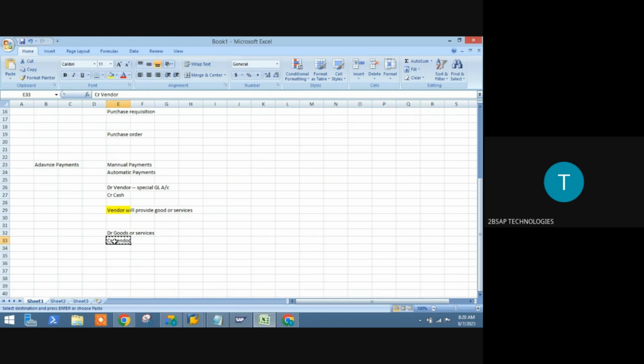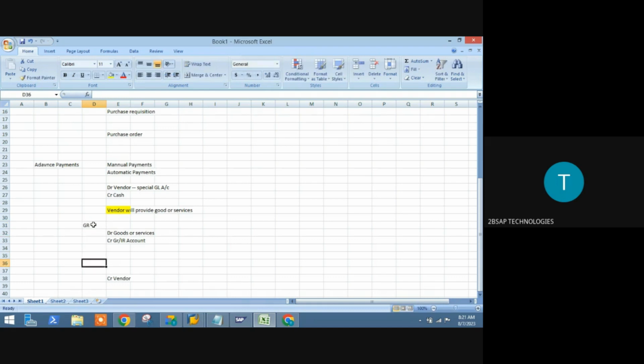So instead of posting to the vendor, it is going to be credited to the GRIR account. It is going to post into the GRIR account. Whatever your debit value is, that means the purchase value, the same you are going to credit here. Now, what are you going to do next? This is at the time of goods receipt.